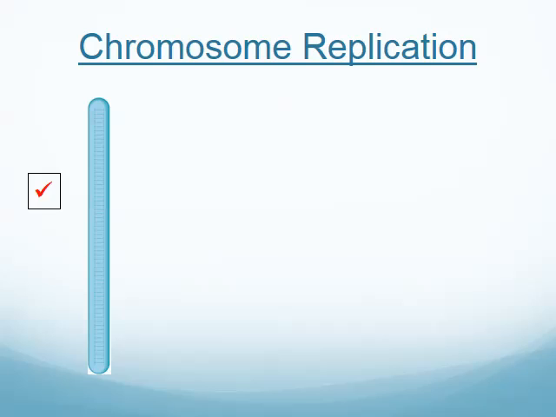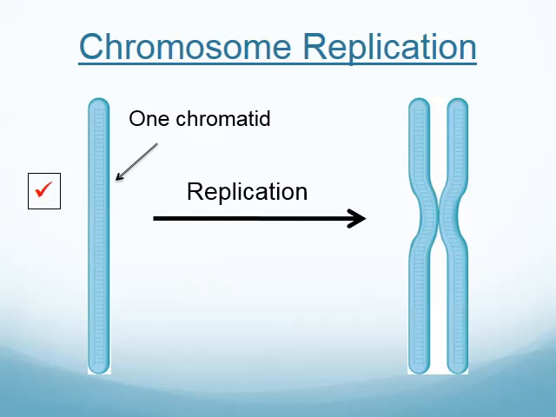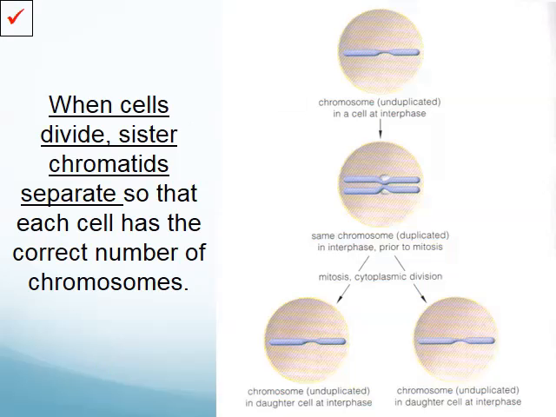So, chromosomal replication. We go from one chromatid, and when we reproduce, we go to two sister chromatids. We call pairs of chromatids like this sisters. Anytime we go through replication, we go from one chromatid to two sister chromatids. When cells divide, sister chromatids separate so that each cell has the correct number of chromosomes.